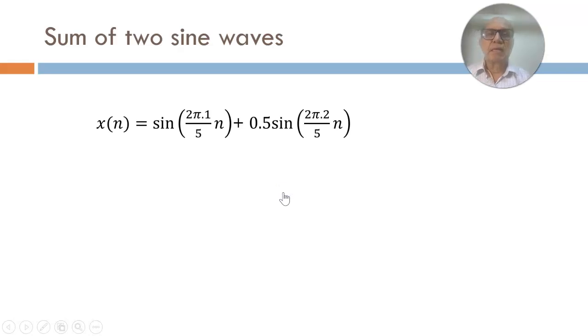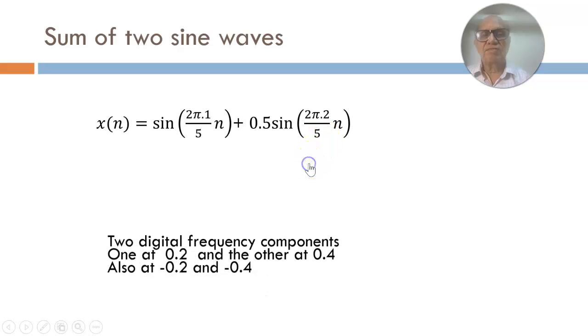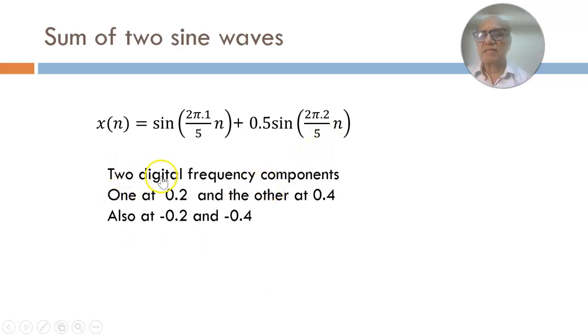Okay. Let's now write a program which will calculate the frequency spectrum of this particular signal. So xn, as you can see, has two sine waves, and the digital frequency of the first one is 1 by 5, that is 0.2, and for the second one it is 2 by 5, that is 0.4. So when you calculate its frequency spectrum and plot it, you expect to see two lines, one at 0.2 digital frequency and one at 0.4 digital frequency. As I said, two digital frequency components, one at 0.2 and the other at 0.4.